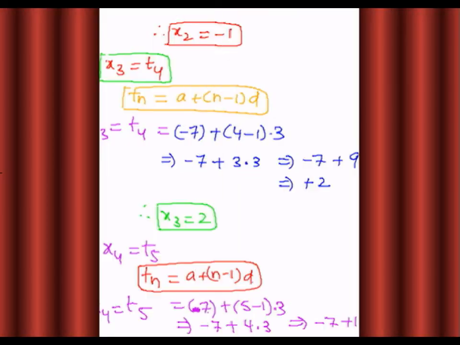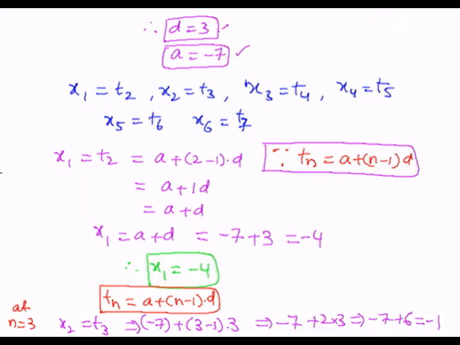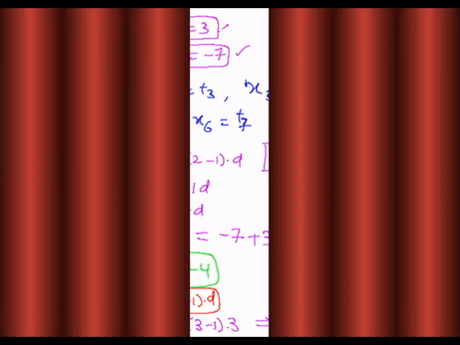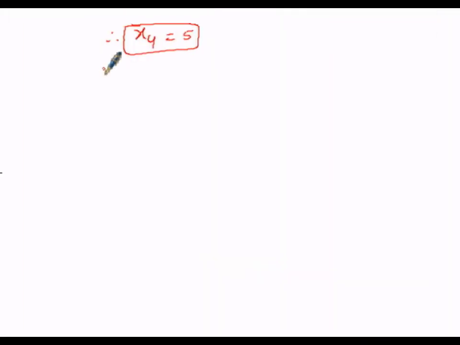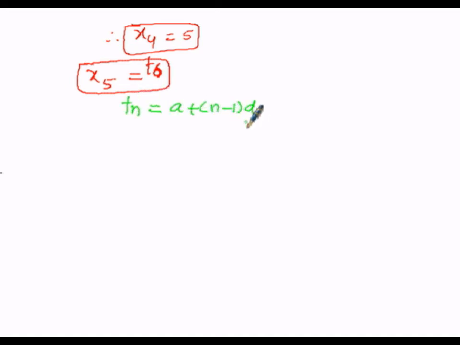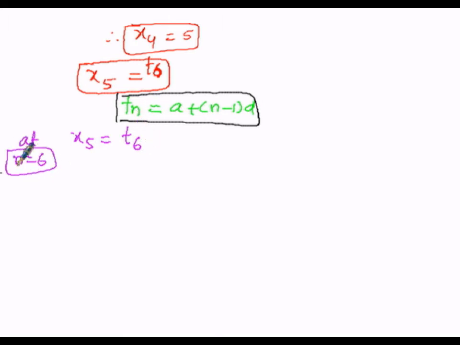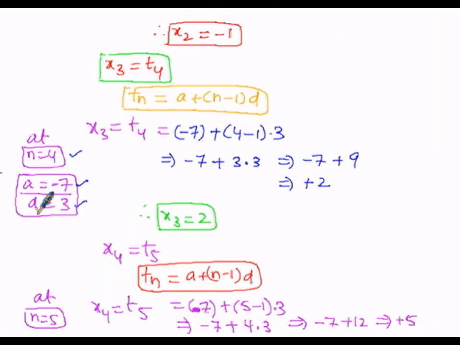Now we have to find x5, but x5 is equal to the sixth term. So in order to find x5, that is nothing but t6. To find the sixth term, we know the general term Tn is equal to a plus (n minus 1) into d. Now x5 is equal to t6, so n must be replaced by 6. So at n equals 6, the value of a is minus 7 and d is 3.